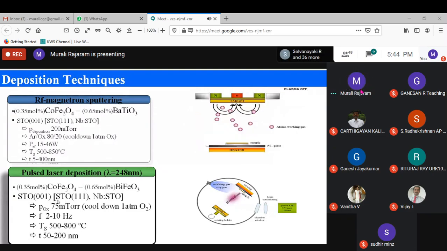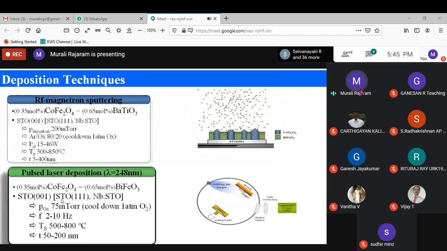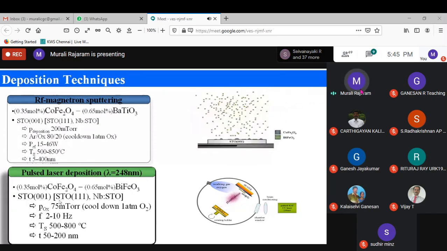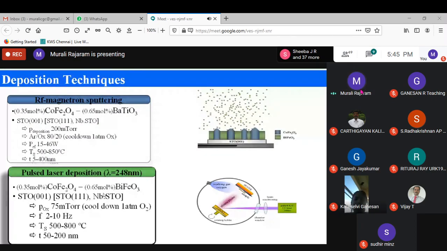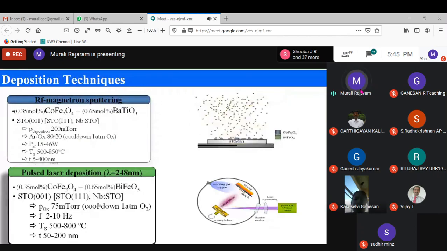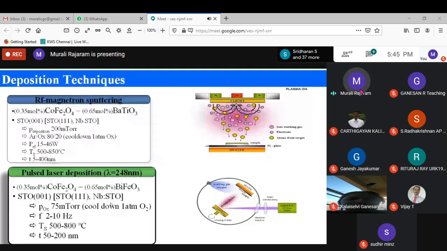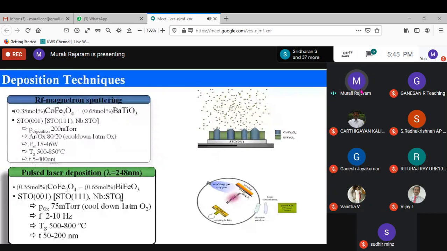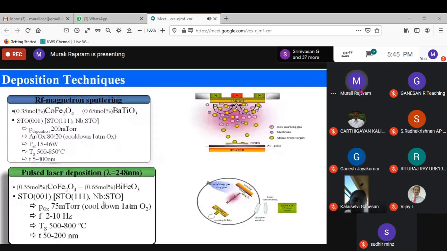I will tell you why these substrates are important, why we use these substrates. We also used niobium doped STO substrate, because this is a conductive, single crystalline substrate for electrical measurements. STO is an insulator at room temperature. When you dope niobium, it becomes a conductor.